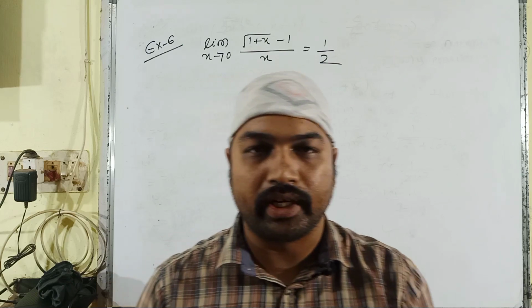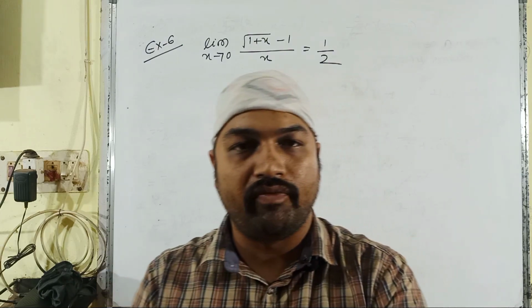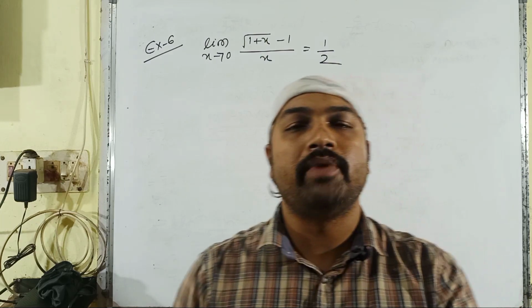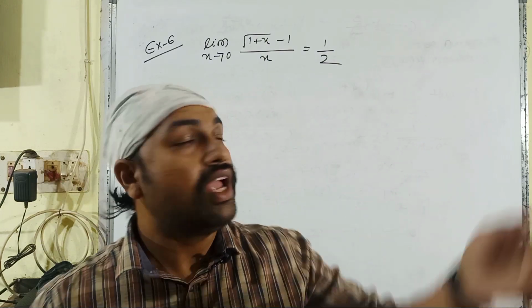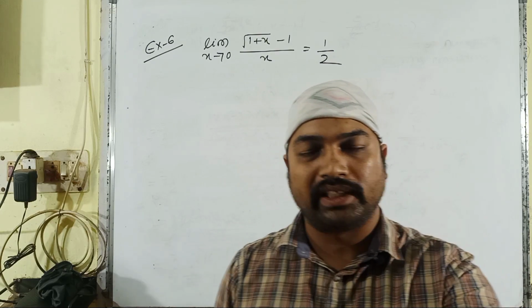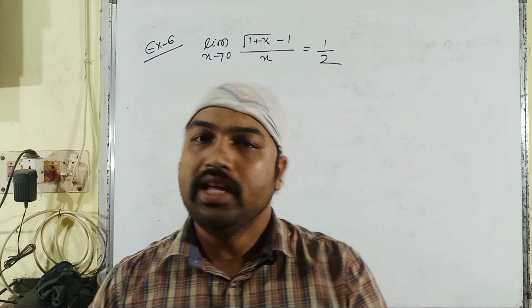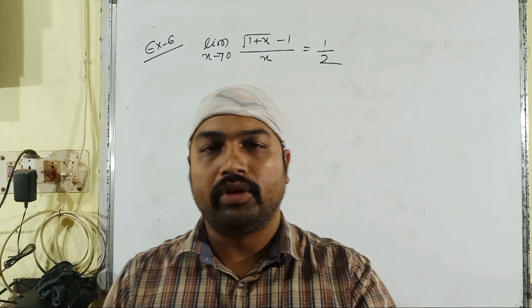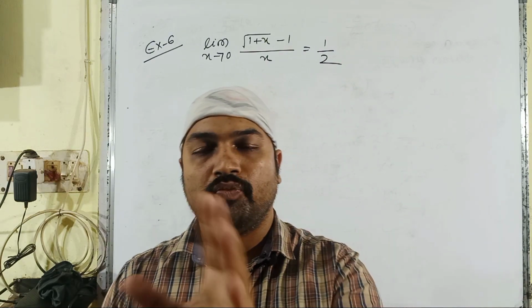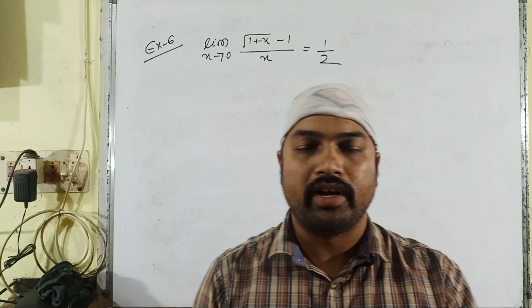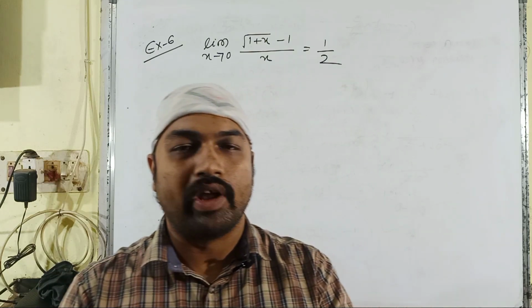First of all, you have to check whether it is in the indeterminate form or not. If it is in the indeterminate form 0 by 0 or infinity by infinity, then you have to rationalize it, and the square root function exists in the numerator part. That means you have to rationalize the numerator. Multiply the conjugate of the numerator to both numerator and denominator. Then solve and simplify it, and you will find that the result is 1 by 2.